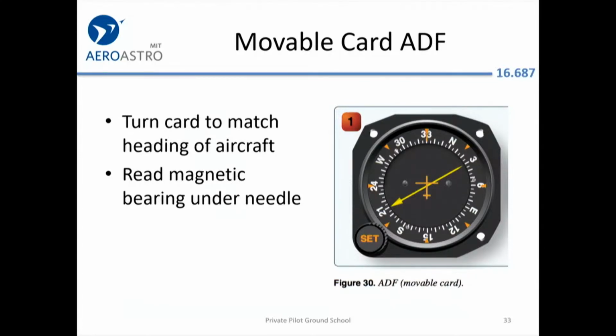All right, this was an exciting thing where you could actually turn the card on your ADF. So if you were heading northwest, on a heading of 330, you would twist that, and then without having to think, you can see that you would have to fly roughly, with no wind, 210 to get to the station.